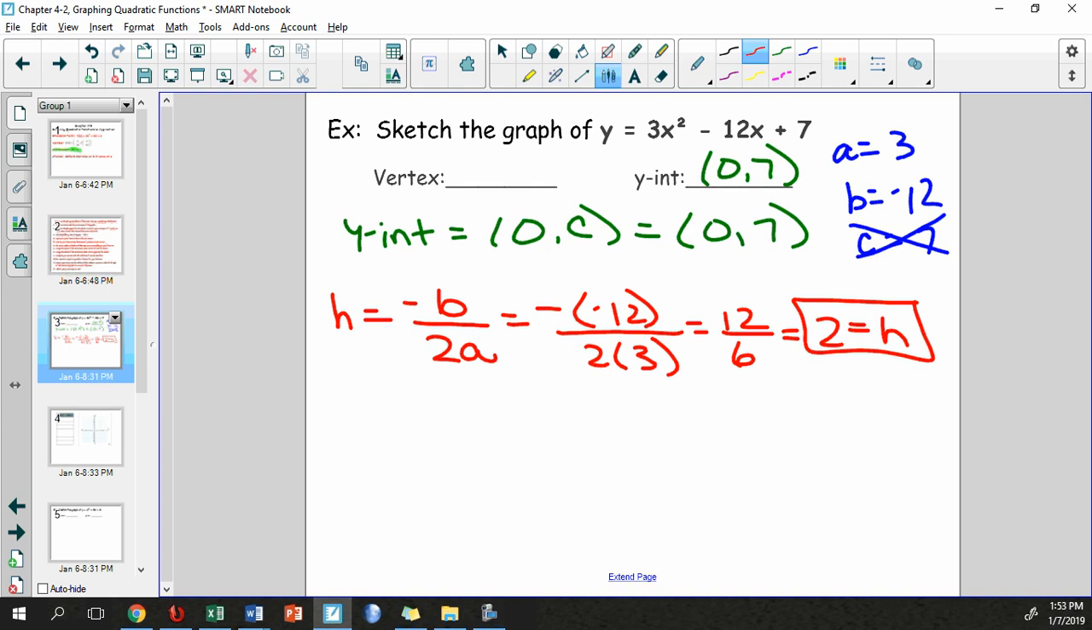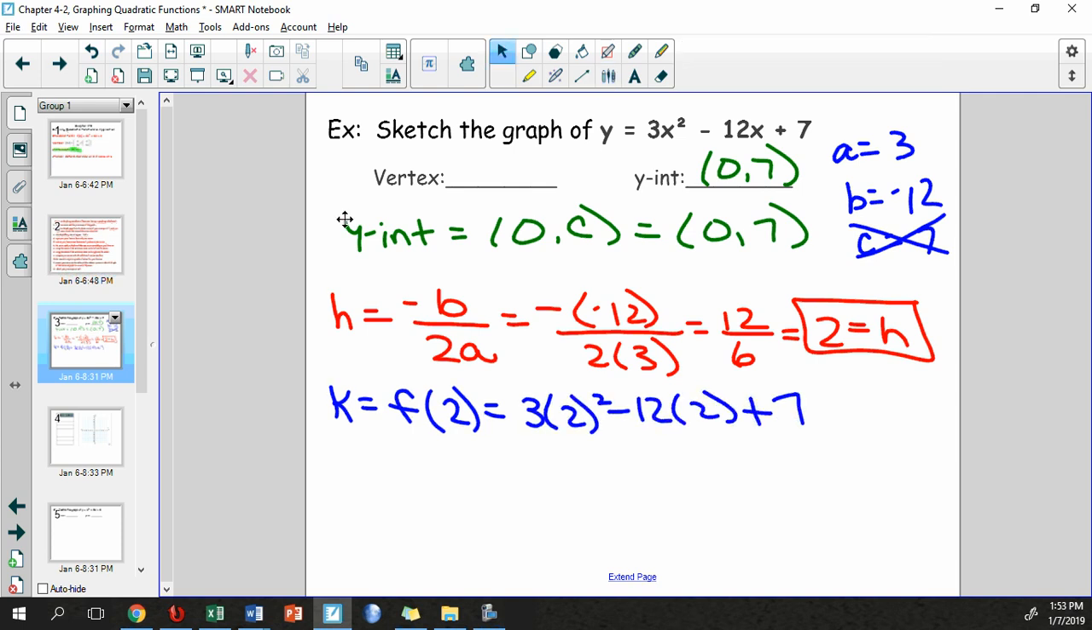Now, how do I find k? We plug it back into the original function. So to find k, I'm going to do f of 2, which is going to be 3 times 2 squared minus 12 times 2 plus 7. Yes? Now, everybody should have a graphing calculator somewhere around you, so pick it up, grab that, and we're going to do what we did on Friday.